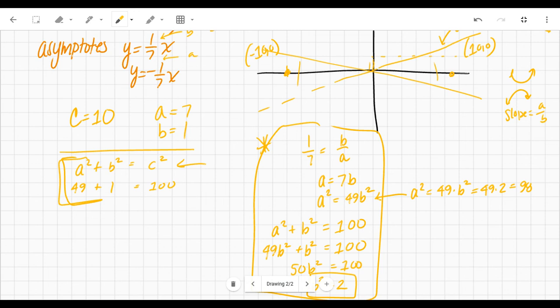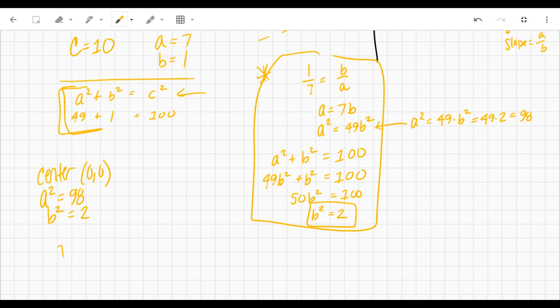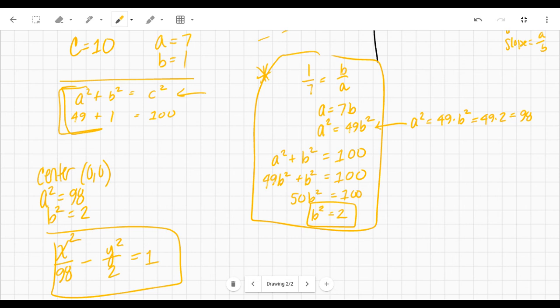All right. Again, don't be shy about asking for help. The good news is we're done now. So the center is at 0, 0. A squared is 98. B squared is 2. So we would have x squared over 98 minus y squared over 2 equals 1. Okay. All right. Last one then.